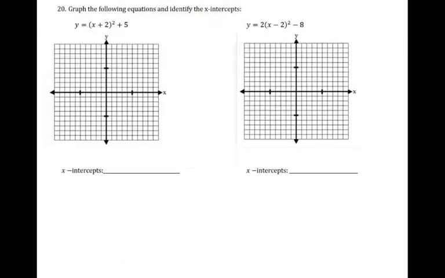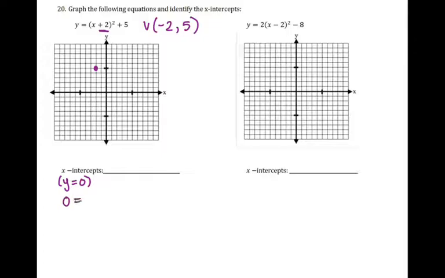Okay. Graph the following equations, identify the x-intercepts. I'm going to go ahead and start by finding my vertex. So my vertex, I'm going to take the opposite of what's in the parentheses with my k on the outside. So negative 2, 5. Can go ahead and plot a point. And then from here, I can go ahead and find my x-intercepts. In order to find my x-intercepts, I'm going to go ahead and set my equation equal to 0. Your x-intercepts occur when y is 0.